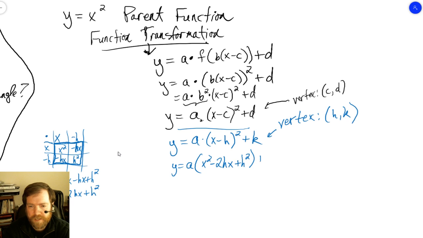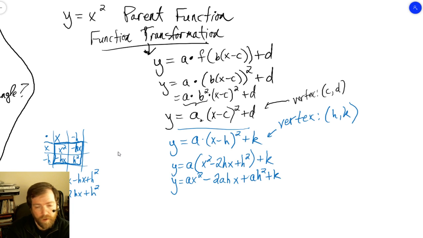All right, and then we get a plus k at the end. We can multiply the a through, and we get y equals a x squared. This should look familiar. Minus 2a h x plus a h squared plus k.